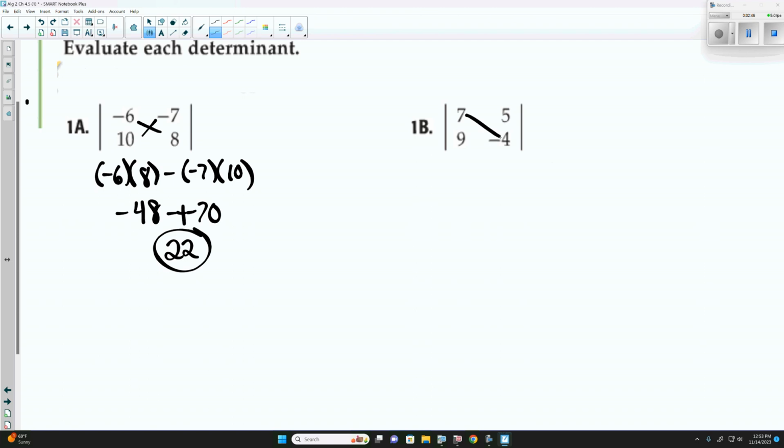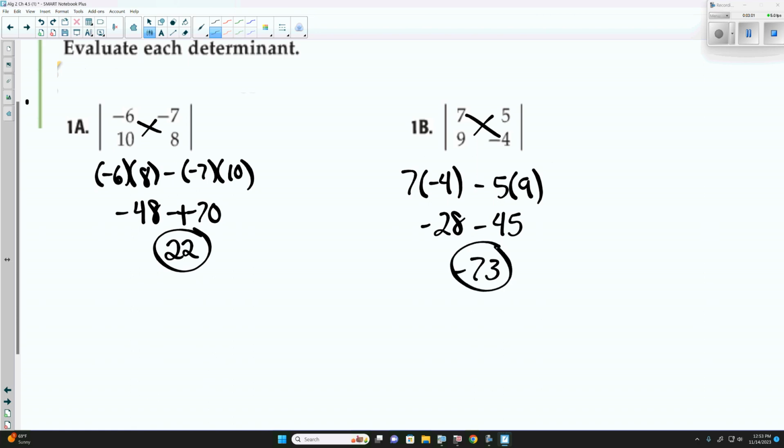Let's just go on to the last one. 7 times negative 4 minus 5 times 9. Negative 28 minus 45 is negative 73. Questions on this here?